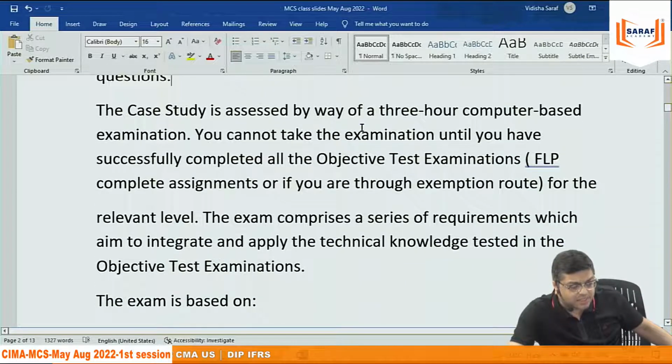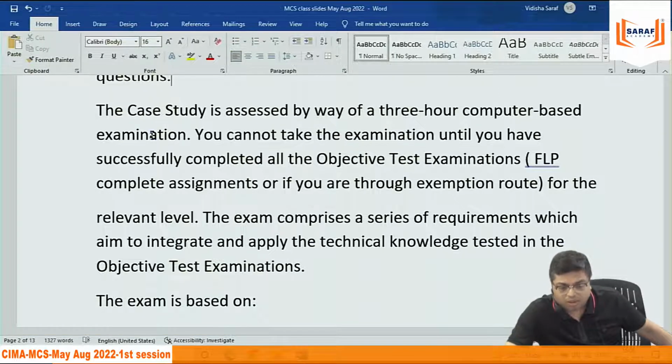The case study is assessed by way of a 3-hour computer-based exam. Many students say, sir, I don't have the habit of typing on a computer, on a keyboard and all that. Normally, we have Aarti, a second year BCom student. We have Visa Lakshmi, a BCom student. They can also manage, because all those who are working do everything on the screen, on a computer, on a laptop, on a keyboard. Generally, those students say, sir, I don't have the habit. It is not a matter of habit.